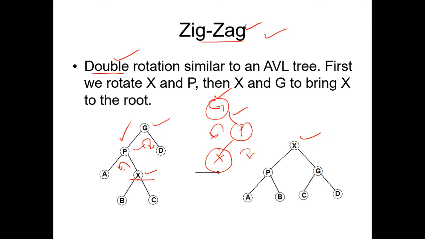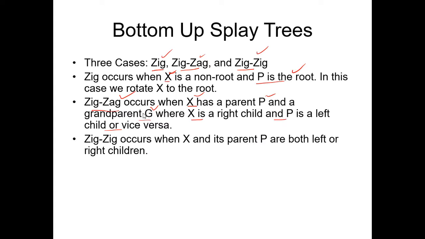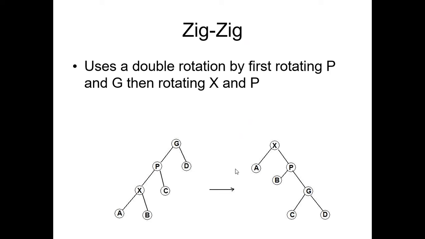So first you need to identify under which particular situation you are, from the X point of view. If you are in zig position, you will apply a single rotation. If it is zigzag position, you apply double rotation like this. And there is another case, the zig zig. This zig zig occurs when X and its parent are both on the same side, either on the left side or the right side. X is at the left of its parent and the parent is also at the left of its grandparent. In that situation, you say it is zig zig.